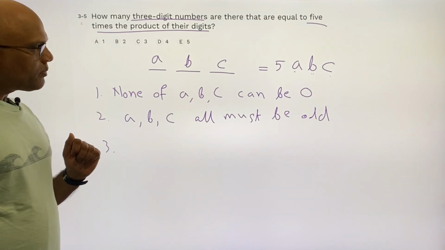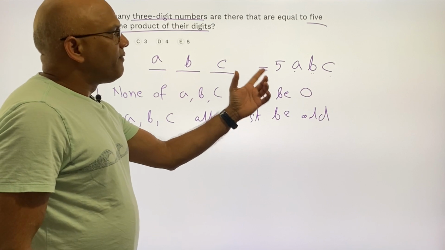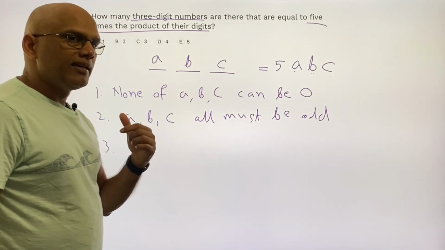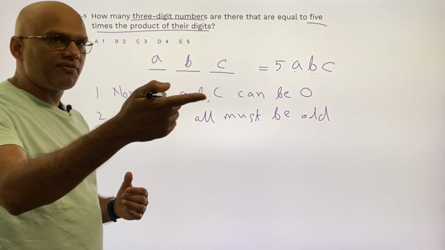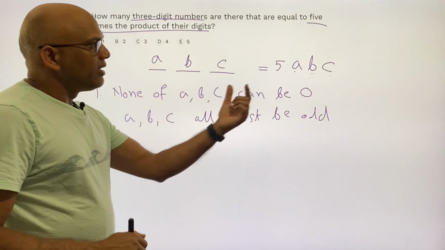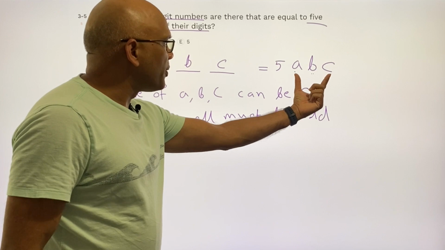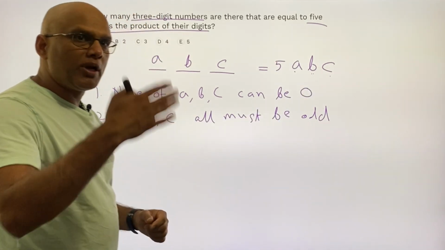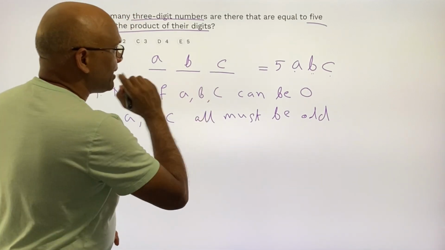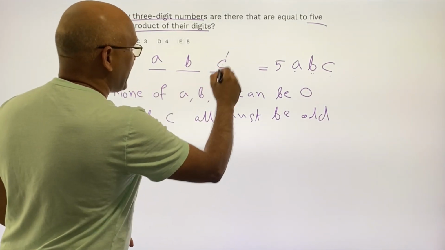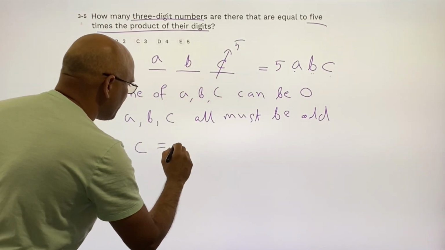Now if they are all odd, 5 times an odd digit always ends with 5 at the unit place. Like 5 times 3 is 15, there is a 5 at the end. So if A, B, C are all odd, then the whole product is going to be odd, and 5 times the odd number is going to end with 5 at the unit place. So C must be 5.